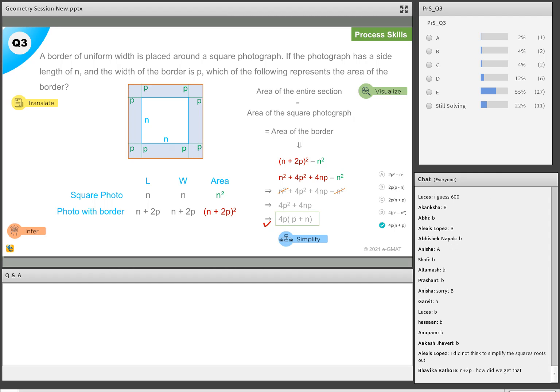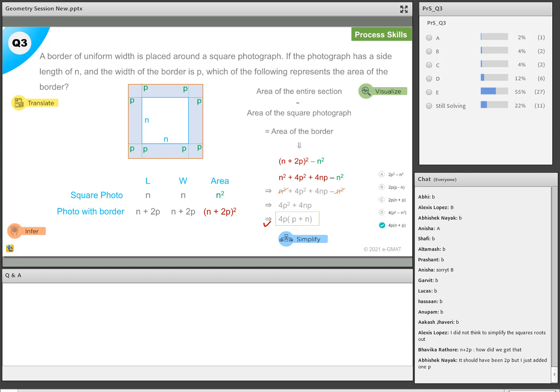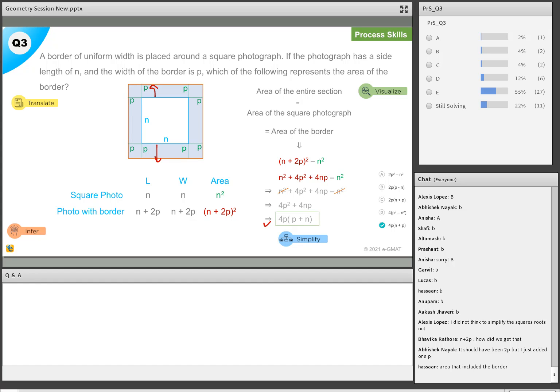Oh, you did not simplify the square roots, okay? How did we get n plus 2p? We just extended the square photograph with the border that I have here, right, Bhavika? That's how I got it. Okay, you only added p, but did not do 2p, right?